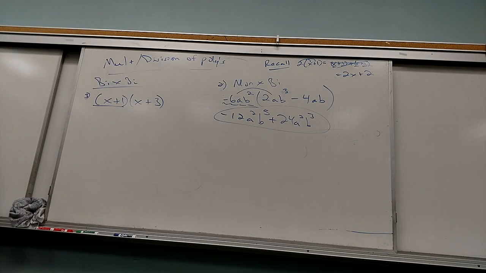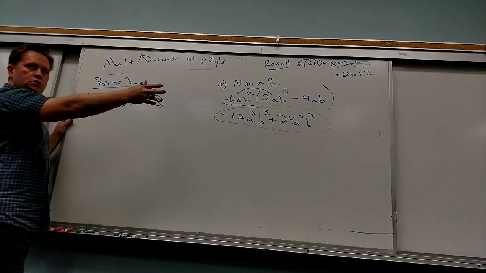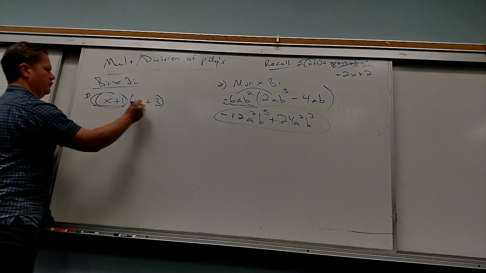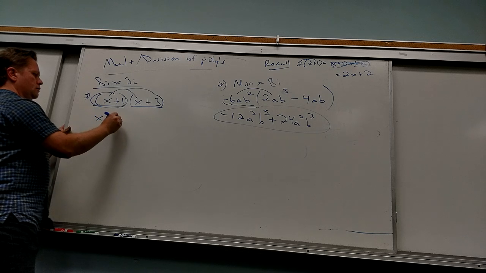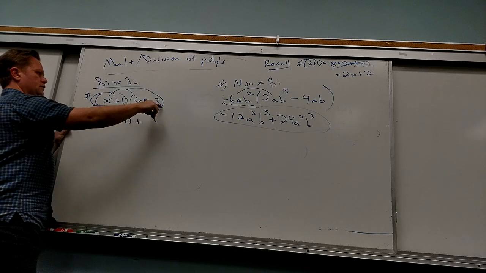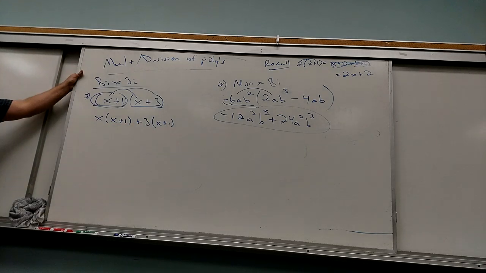Maybe don't even write this down. But I'm going to show you why it works the way it does. So I'm going to do the exact same thing because math can't change. Whatever's in front of things gets distributed. So what's x times x plus 1? Let's break that down. Plus 3 times x plus 1. So what did I do?